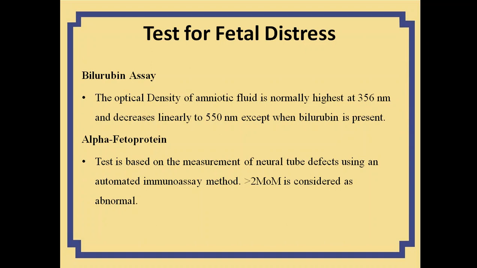The optical density of amniotic fluid is normally highest at 365 nanometers, but it decreases at 550 nanometers when bilirubin is present. Alpha fetoprotein is the next common test which is done for fetal distress. In this test, mostly the results are based upon neural tube defects, and it is majorly done using the process called automated immunoassay method. The normal value will be less than 2 MoM; greater than 2 MoM will be considered abnormal.